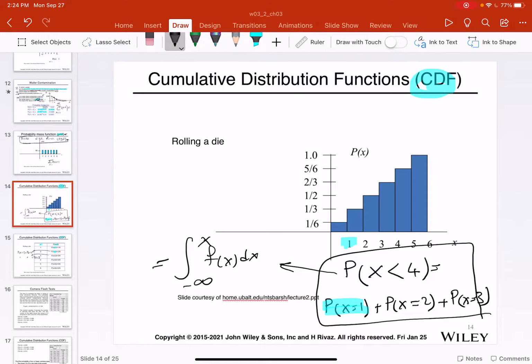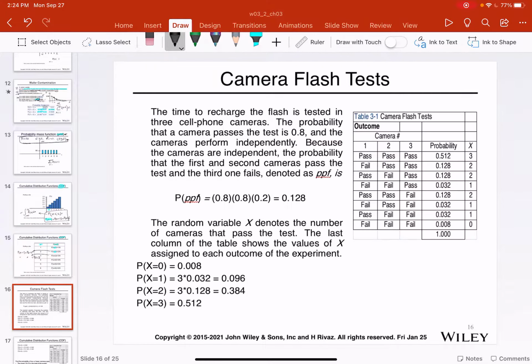Okay, so let's look at our recurring example of camera flashes. We have 3 cameras, 1, 2, 3. Each one of them can pass or fail. So for example, all 3 of them passing is 0.8 to the power 3, right? So 0.8 to the power 3 is 0.512.